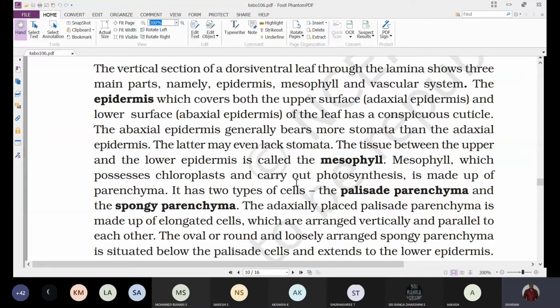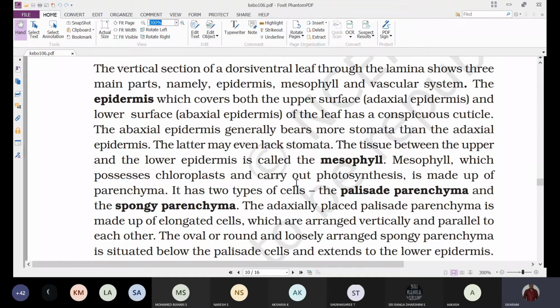It is a single layered, compactly arranged parenchymatous cells. The epidermis of the leaf is made up of a single layer of parenchymatous cells, which are compactly arranged without any intercellular spaces. Very compactly arranged, like bricks which are joined by cement, without any gaps.